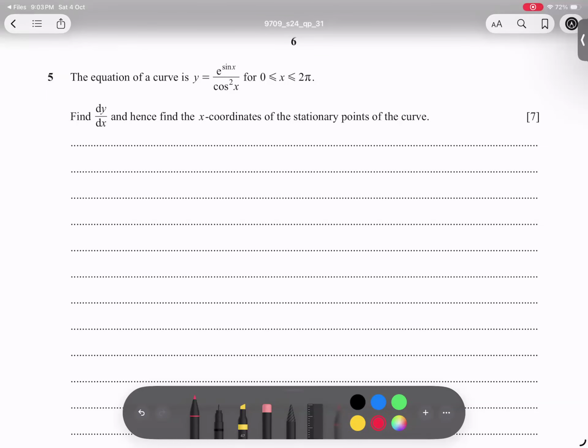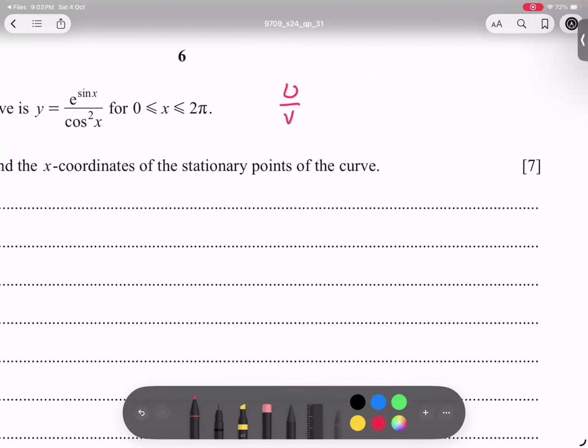Bismillahirrahmanirrahim. This is a June 24, 31 variant question number 5. Topic is differentiation. And what a question we have. We have a question where they are dividing each other. So what is the rule we have for dividing? Let's start with the dividing criteria. It's called the quotient rule.